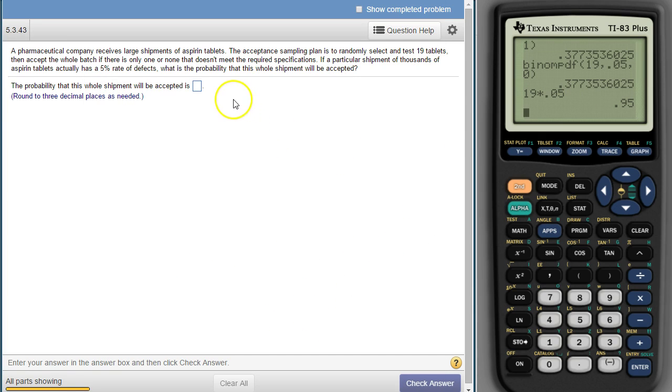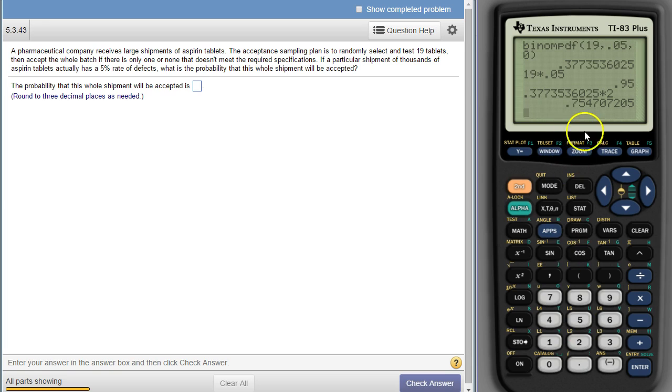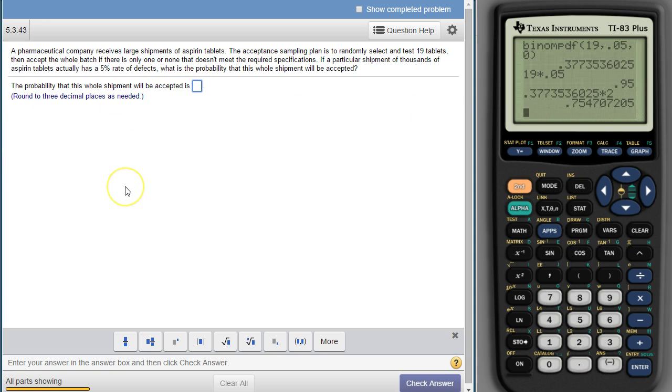But we have to add those two together. I need to take that 0.3773536025 and add it to the other one, which means double it. So there's my probability that we would accept this shipment. To 3 places, it's 0.755.